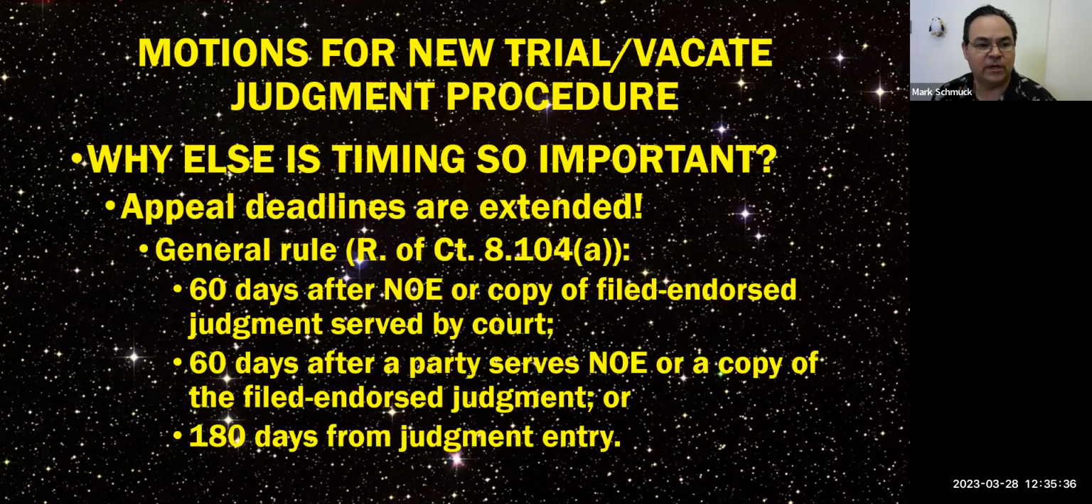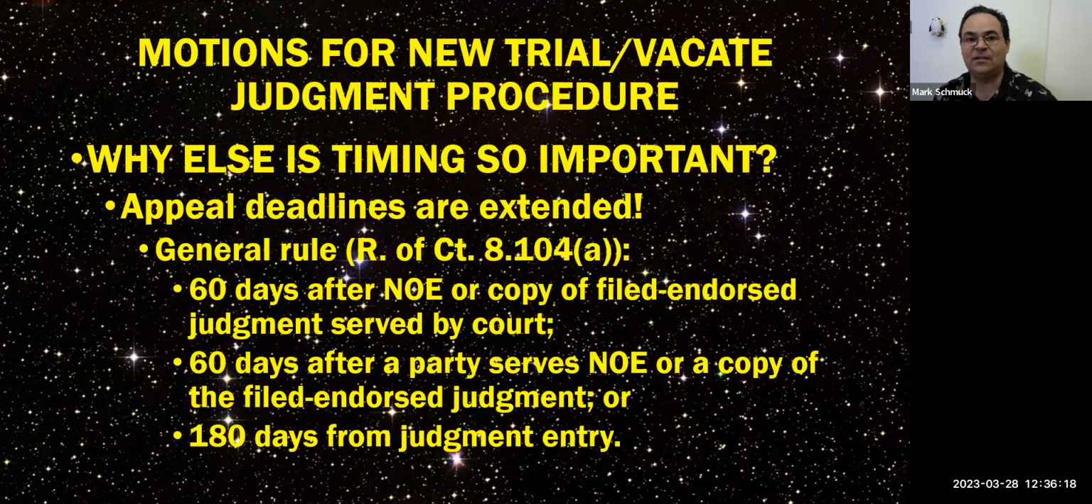Why else is timing so important? When you file a notice of intention, appeal deadlines are extended. So you should all know the general appellate rule under Rule of Court 8.104(a). In order to perfect a notice of appeal, you have 60 days after notice of entry or a copy of the filed endorsed judgment served by the court to file your notice of appeal, 60 days after a party serves a notice of entry or a copy of the filed endorsed judgment, or 180 days from judgment entry. Please note here, I've not mentioned CCP 664.5 at all because it doesn't apply.